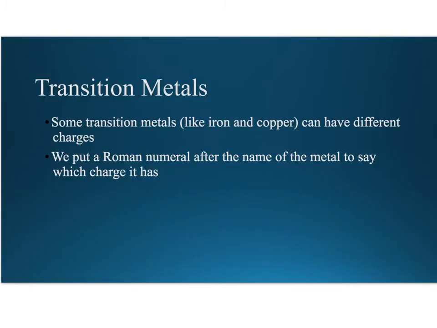Now, there is one curveball that we have to deal with when we're talking about naming ionic compounds, and those are the transition metals. And transition metals on your periodic table are orange. They're the stuff in the middle. So some transition metals like iron and copper and nickel can have different charges. So iron, for example, here can be +2 or +3, depending on what it's bonding with. Copper can be either +1 or +2, depending on what it is bonding with.